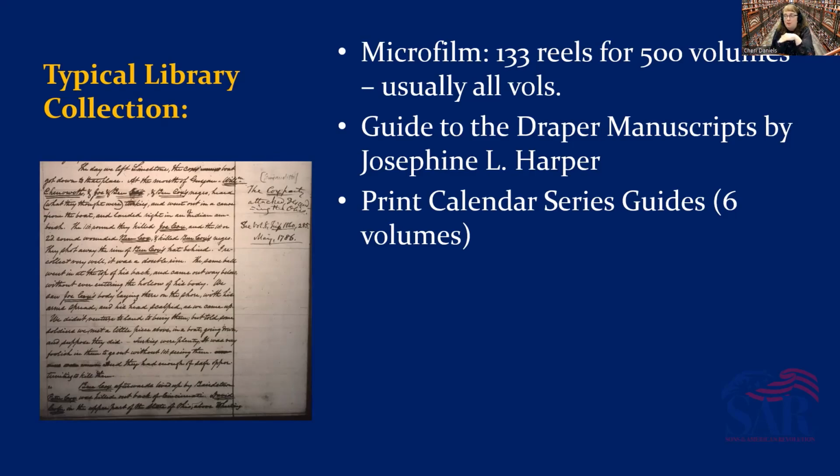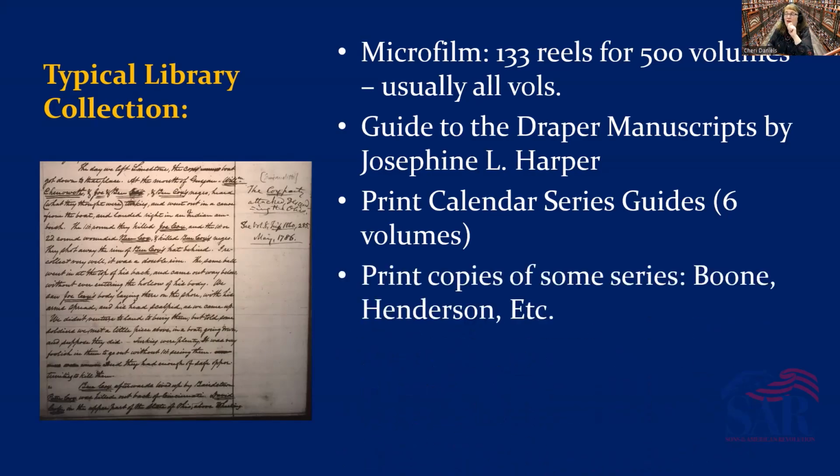Taken with the Guide to Draper Manuscripts, my advice to find anything is that you have to search the indexes of all of them. This is your best chance to find if you've got someone in there. You have to check the index of each calendar series guide. So all 6 volumes, each volume has its own index. Check each index. Check the 3 indexes in the Guide to Draper Manuscripts by Josephine Harper. And then there are some other print copies of series, Boone, Henderson, different things out there, and each one of them can have an index if you run across it.